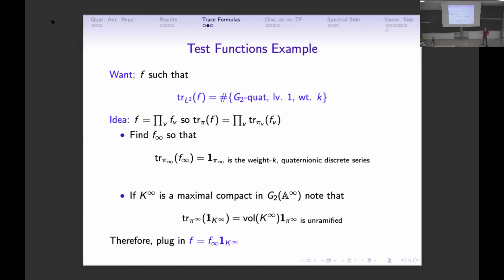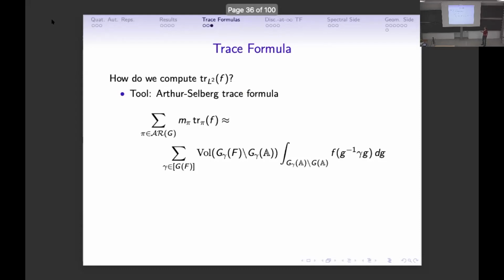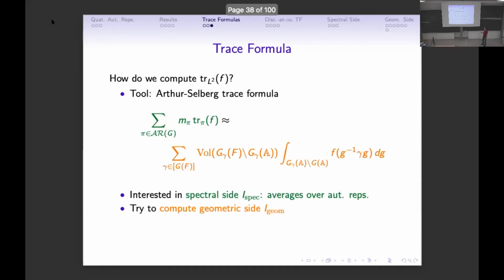Now we know what trace we want to compute. How do we actually compute that trace? We're going to use something called the Eichler-Selberg trace formula. So what is the Eichler-Selberg trace formula? Well, it's a sum. We're interested in the spectral side, which is just a sum over all automorphic representations of the multiplicity of how many copies of it live in the space times the trace against pi of this. So this is what we're interested in, and that's called the spectral side. Then there's a geometric side in orange, and this is what we're going to try to compute.